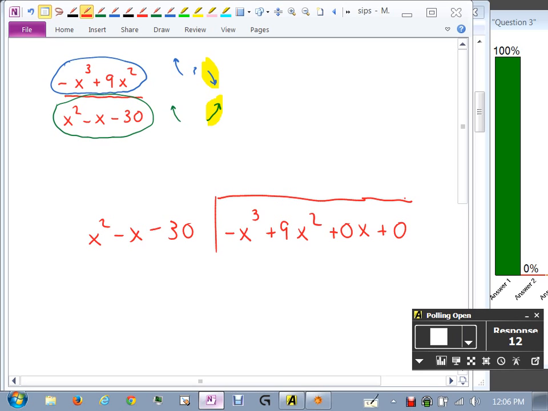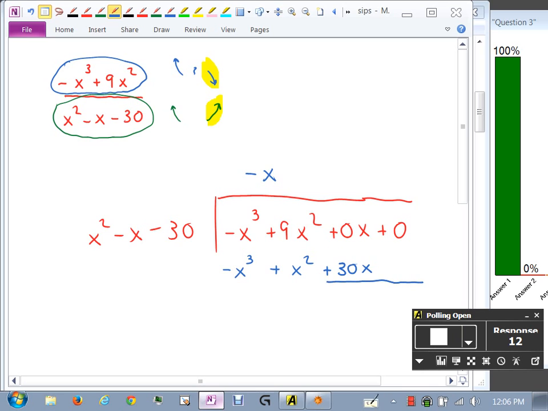Okay? All right, so what we do first is we ask ourselves, what do we multiply x squared by to get negative x cubed? Negative x. Okay, so then we multiply the negative x here. We get negative x cubed. Multiply negative x times negative x here, and that gives us plus x squared. And then we multiply negative x times negative 30, and we get plus 30x.